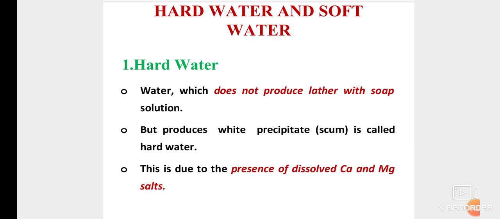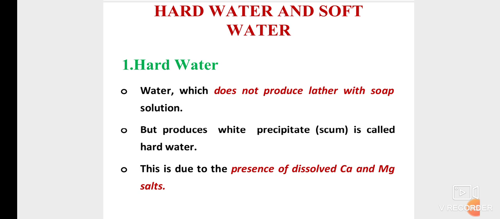This hardness of water is mainly due to two elements, calcium and magnesium. If the water contains calcium and magnesium, we call it hard water. Absence of calcium and magnesium is called soft water. So hard water and soft water are mainly distinguished by the presence of calcium and magnesium.